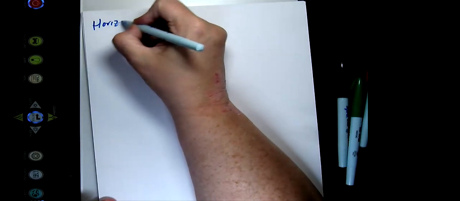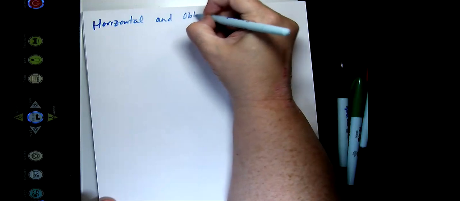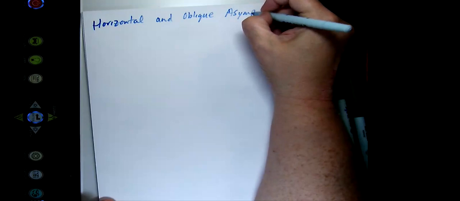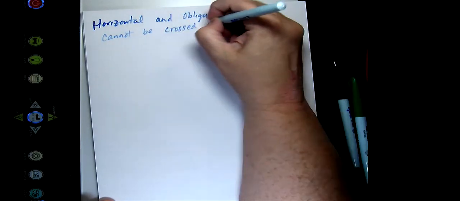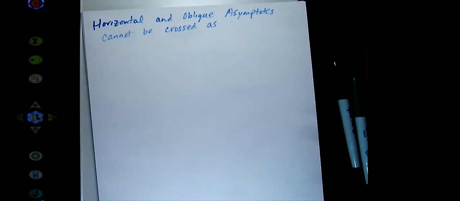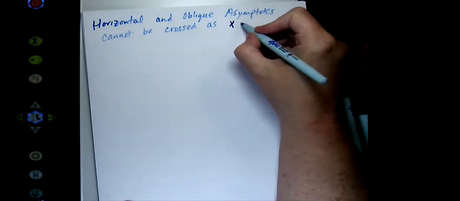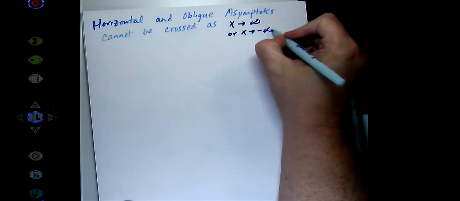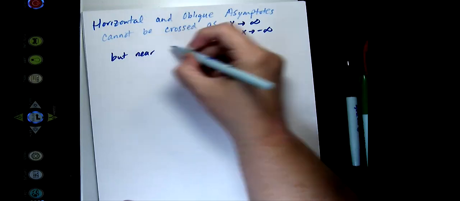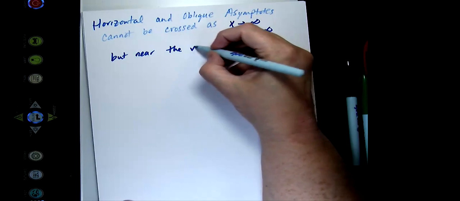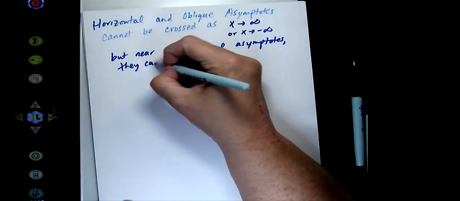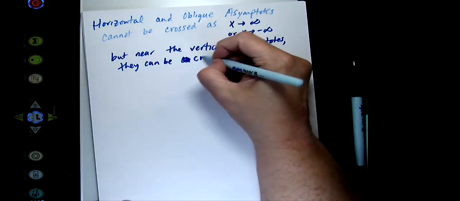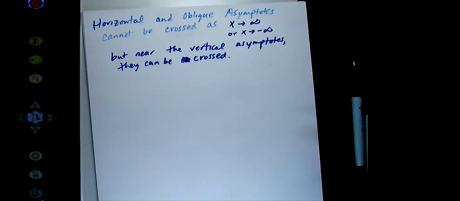Okay, so horizontal and oblique asymptotes cannot be crossed as x goes to positive infinity or x goes to negative infinity. But near the vertical asymptotes, I should say, they can be crossed. They don't always get crossed, but they can be crossed. In this example I just gave you, they didn't cross.